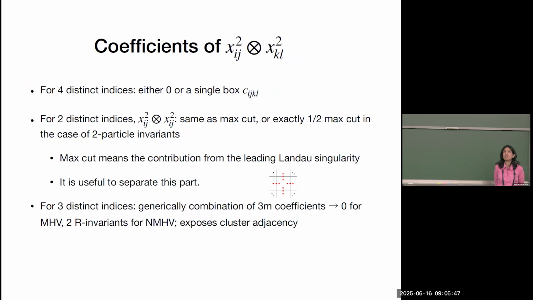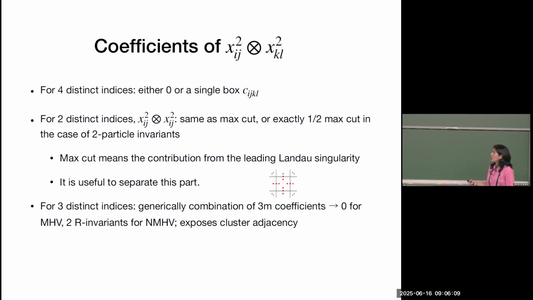So we also classify their coefficients and try to clean them up as much as possible. And there are some statements we can make. So if you have 4 distinct indices, really like 2 totally different invariants, then the coefficient is either 0 or a single box, because now you've cut in 4 different places, so that gives you a box.